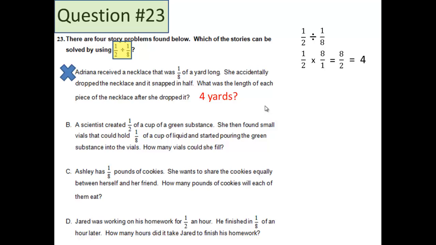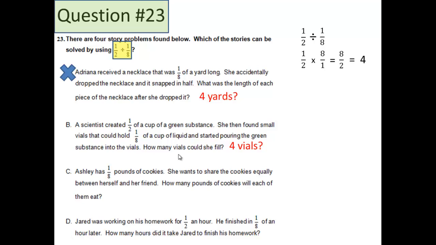A scientist created half of a cup of a green substance. She then found small vials that could hold 1/8 of a cup of liquid and started pouring the green substance into the vials. How many vials could she fill? Could she fill 4 vials?